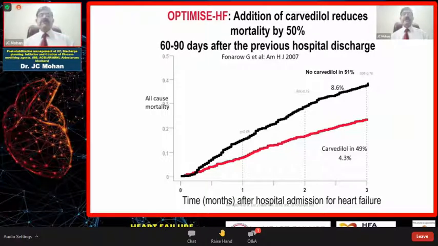Here's the data from the OPTIMIZE-HF registry showing that those who were given carvedilol within the first month had a 60 to 90 days mortality which was nearly 50% less than those who were not given carvedilol. Remember, in this study also, only 50% people were given carvedilol within the first few months, and the rest weren't given. And the same I showed you in the study which we published, that 54% patients were on beta blocker.